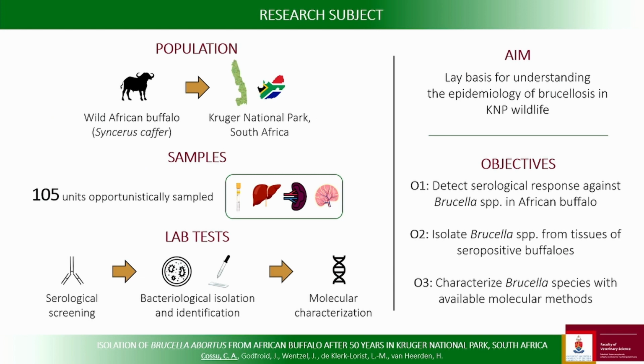So on these premises, we opportunistically collected tissue samples and serum samples from 105 wild African buffalo, Cape buffalo, from Kruger National Park, South Africa. We tested the buffaloes for Brucella with a stepwise approach. We started with serological screening, then confirmation with bacteriological culture, and finally molecular characterization, with the aim to lay the basis for understanding the epidemiology of brucellosis in Kruger National Park wildlife.